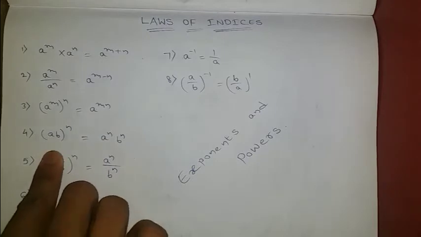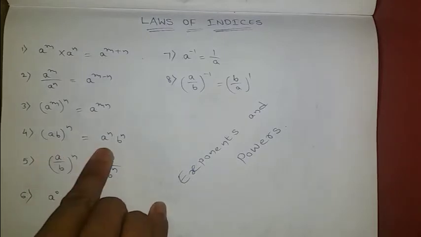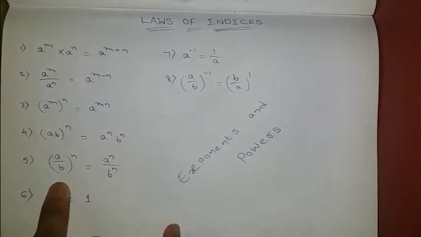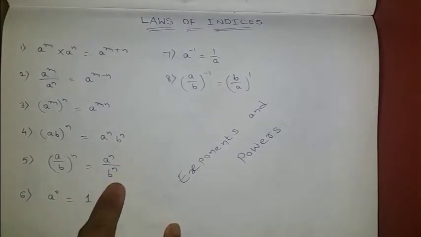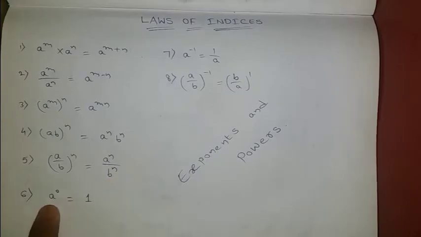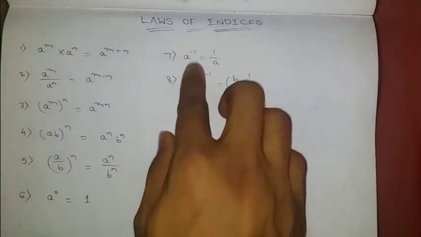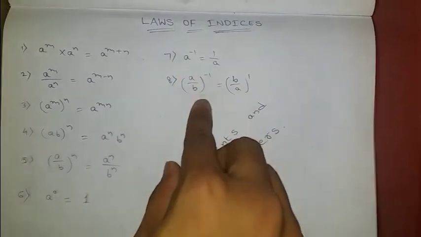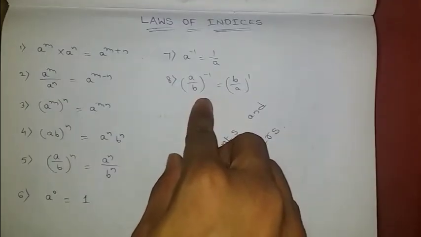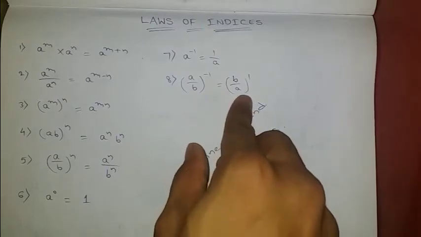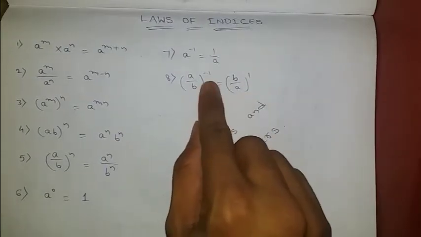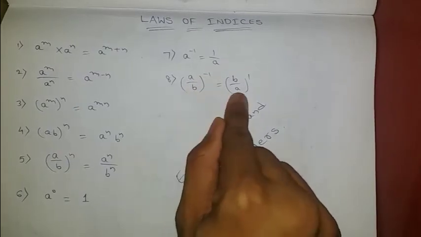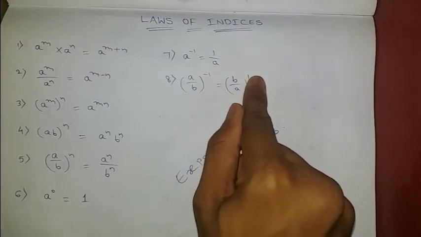(ab)^n = a^n × b^n. (a/b)^n = a^n divided by b^n. A^0 = 1. A^(−1) = 1/a. (a/b)^(−1) = (b/a)^1. If the power is negative, write that number in reciprocal and write the positive power.